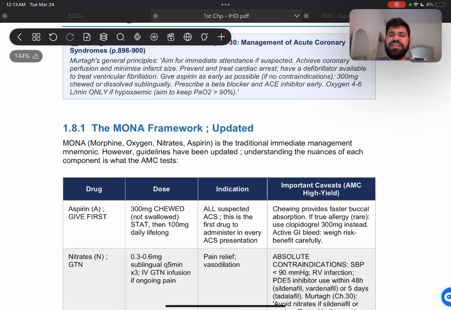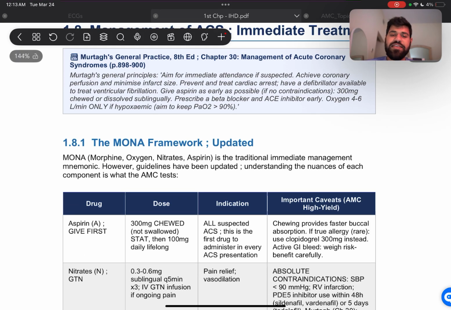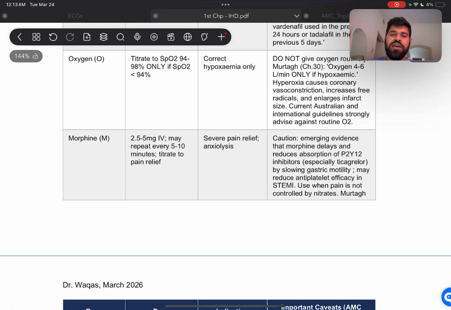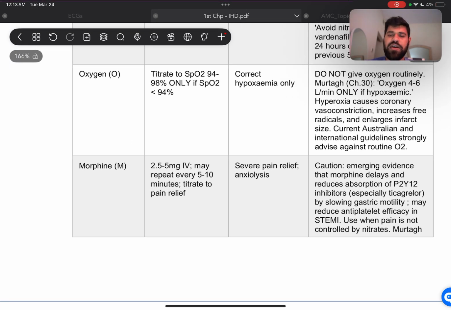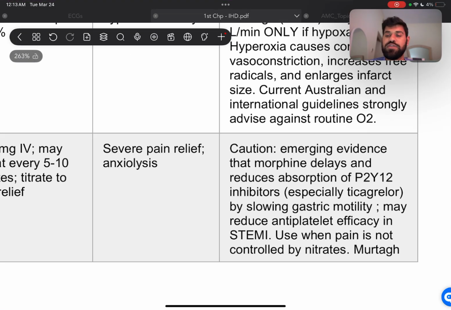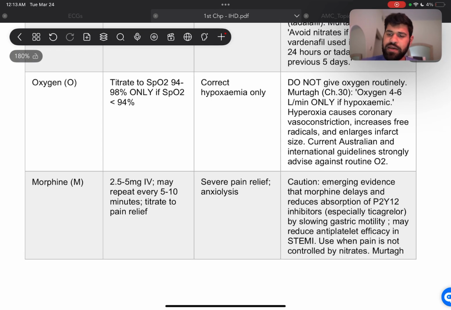Now, management for ACS. How do we immediately manage ACS? Remember, ACS, but not right ventricular infarction. ACS has this mnemonic called MONA, like Mona Lisa. We start off with morphine, which is for pain relief. There is emerging evidence that morphine can delay and reduce absorption of P2Y12 inhibitors, and reduces antiplatelet efficacy in STEMI, so use it when pain is not controlled by nitrates.